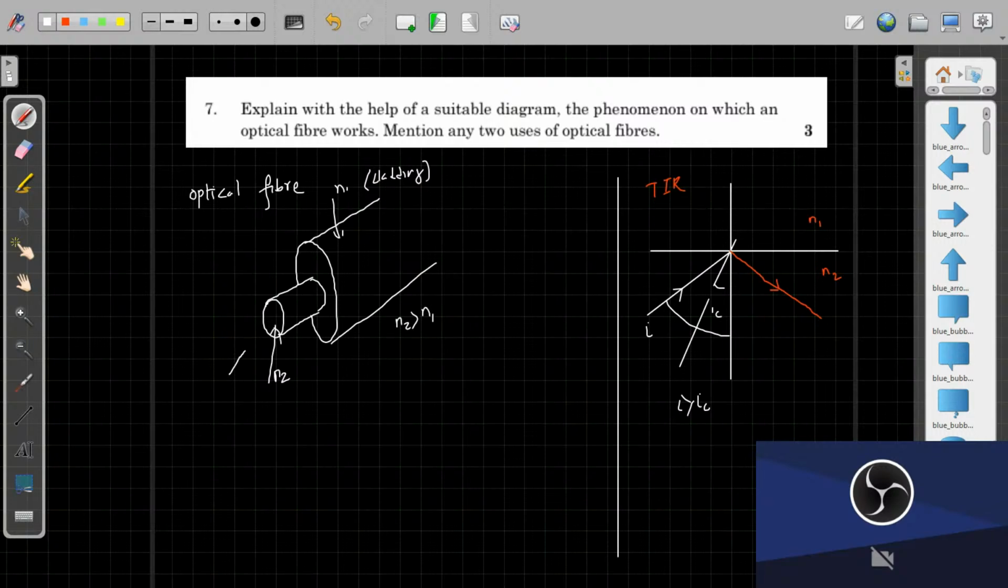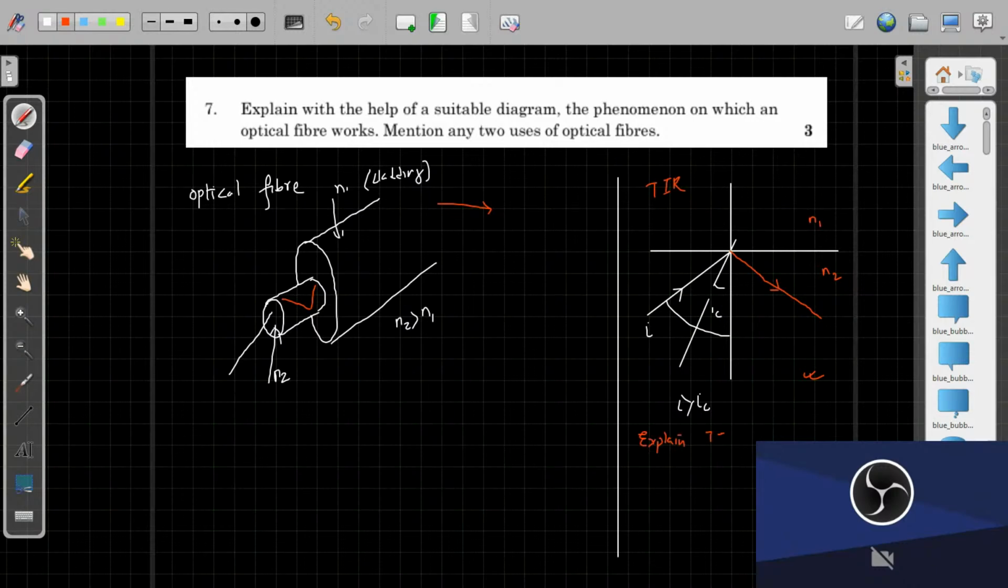So when a ray of light is incident at this, what will happen? It will undergo total internal reflection from here. It will come out from the other side. This is the case of optical fiber. So explain with the help of a suitable diagram the phenomenon on which optical fiber works. Optical fiber works on the principle of total internal reflection. Just explain it. Draw this diagram. Total explain.